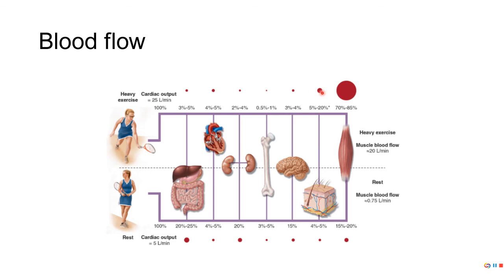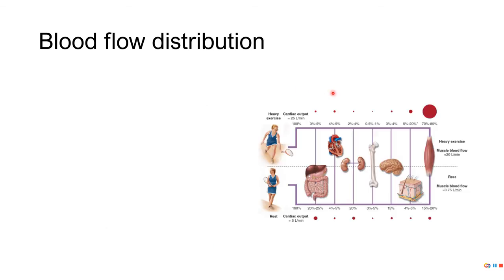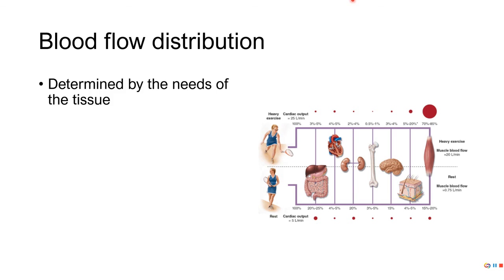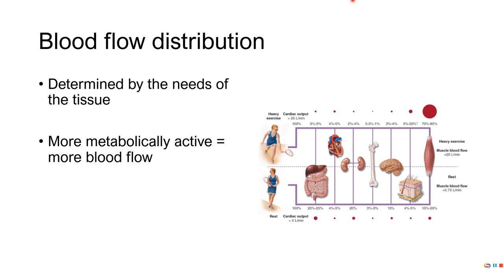Okay, so why is this all happening? Well, when we increase cardiac output, there's got to be a need for it, right? If everything's working like it's supposed to, your cardiac output doesn't just go up for no reason. Ultimately, the needs of the tissue determine how much oxygen they need and therefore how much blood they need. So during exercise, your muscles are more active, so they're going to need more blood flow.